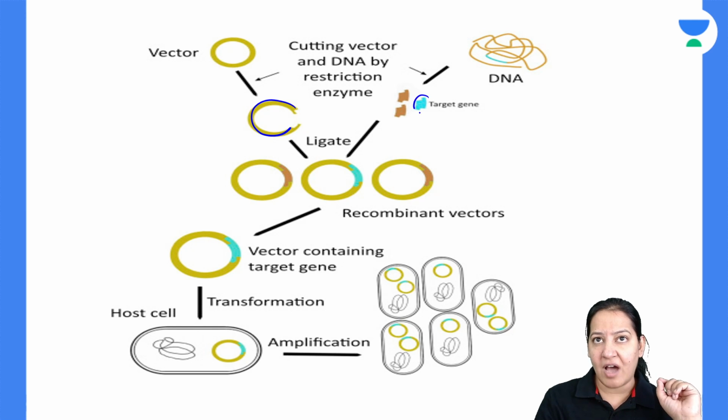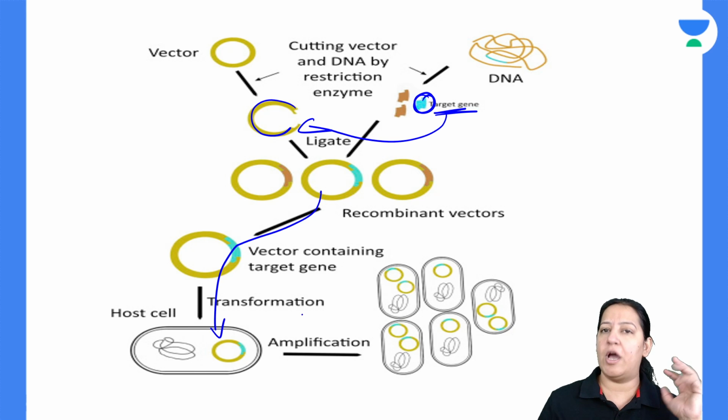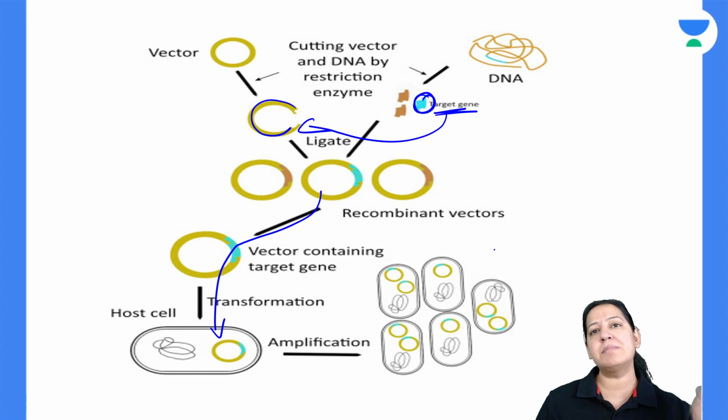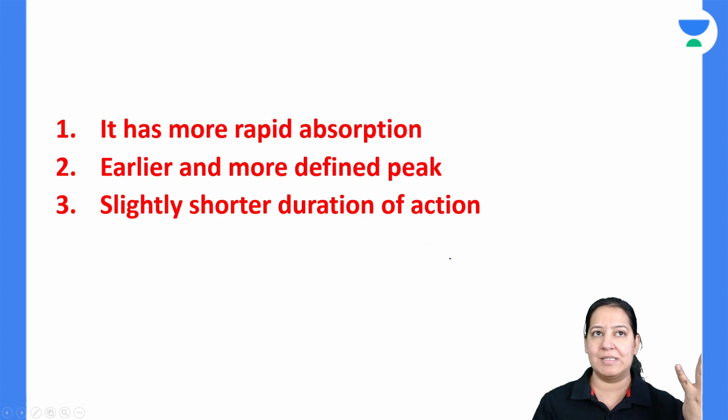We extract the target gene, that is the insulin gene, from human. We combine the target gene with the vector. The vector is a plasmid. Then we inject the plasmid in E. coli or yeast, and we replicate the organism so that the gene is replicated, and with the help of transcription and translation, we obtain insulin, right?